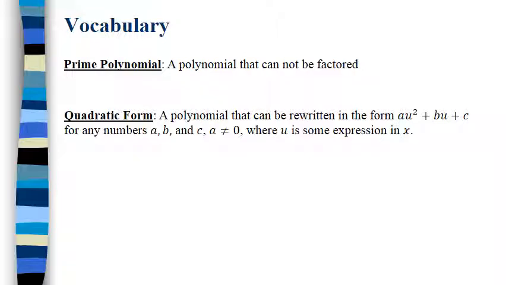Okay, so there are two pieces of vocabulary that we need to remember. A prime polynomial is a polynomial that cannot be factored any further, and a polynomial in quadratic form is where you can rewrite it in au squared plus bu plus c form for any numbers a, b, and c. A cannot be 0, and u is some expression in x. So basically, we have some expression that uses x, and we put that in for u.